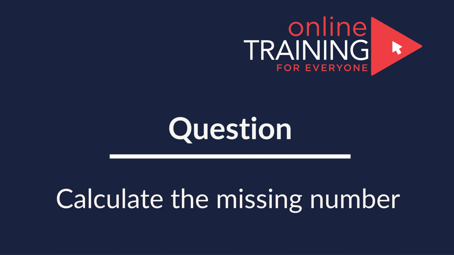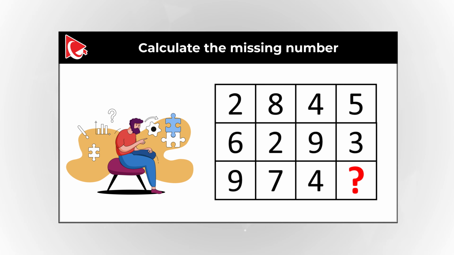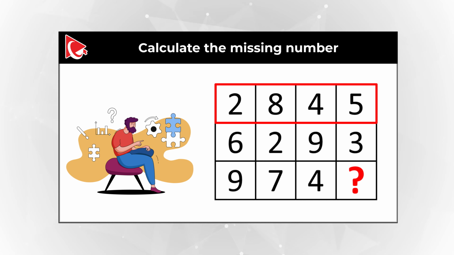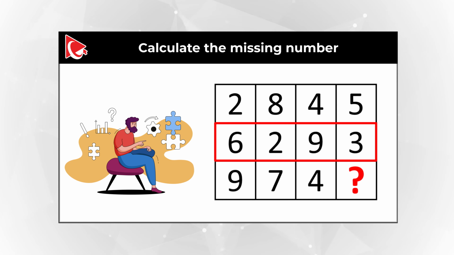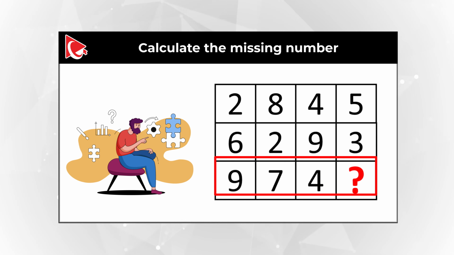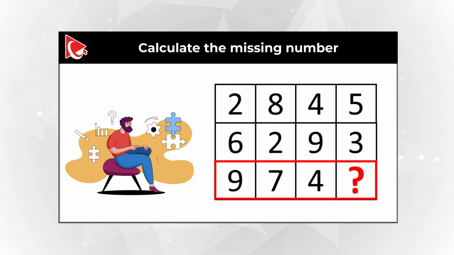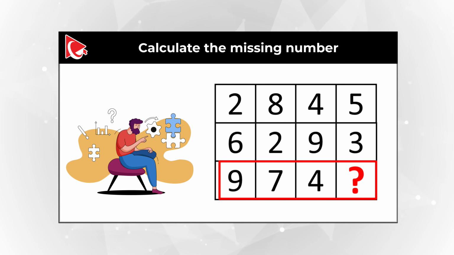Here is one of my favorite questions, which validates if you can think out of the box. You're presented with the rectangle, which contains 3 rows. First row has numbers 2, 8, 4, and 5. Second row has numbers 6, 2, 9, and 3. And the last, third row, has numbers 9, 7, 4, and then the fourth number is missing.